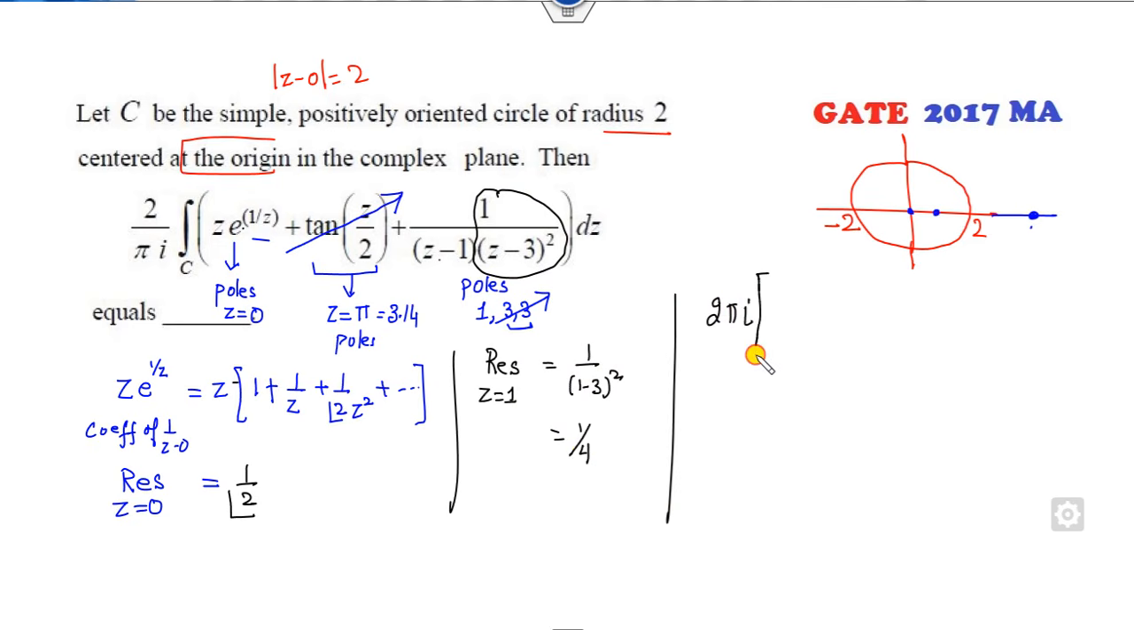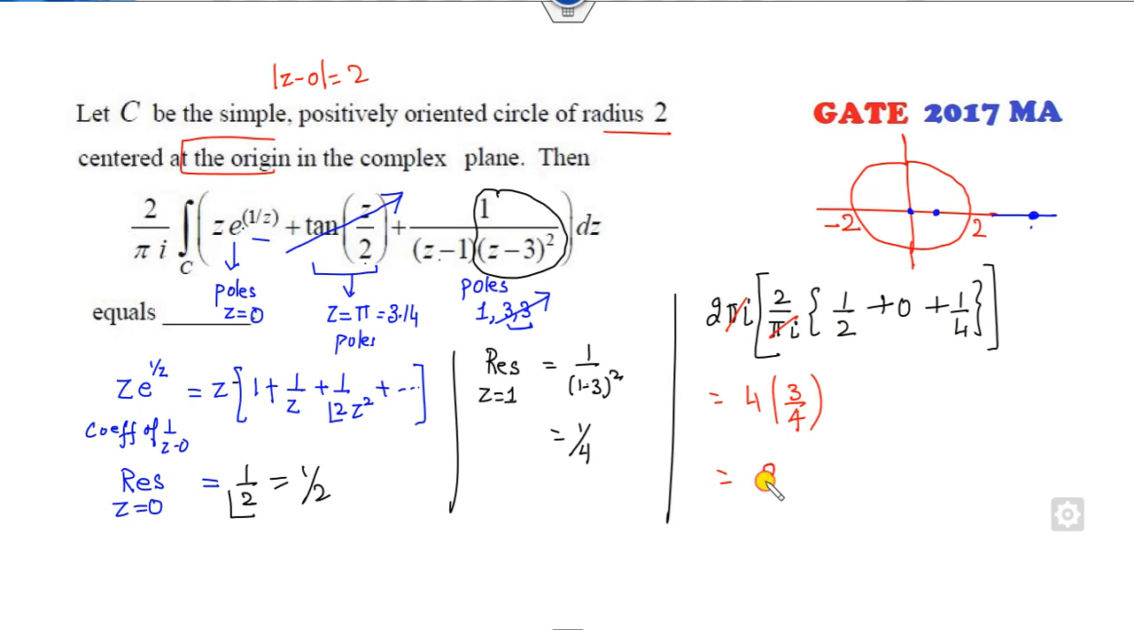So what is the right answer of this? 2 pi iota times whatever is given to you, 2 over pi iota, into the residue of this, 1 over 2 factorial, is 1 over 2. This value will be 0. This value will be 1 over 4. So can you get this answer? Pi iota will be cancelled out. It's a 4. What is the answer of this? It's 3 over 4. So the right answer is 3. Just look at the graphical representation, find the poles quickly, get your answer in a very simple manner.